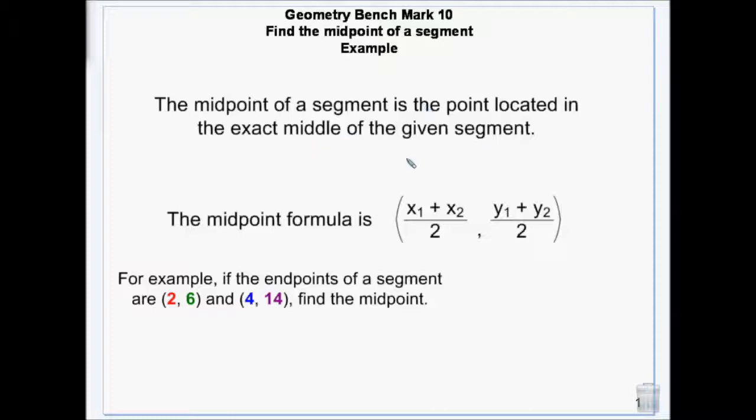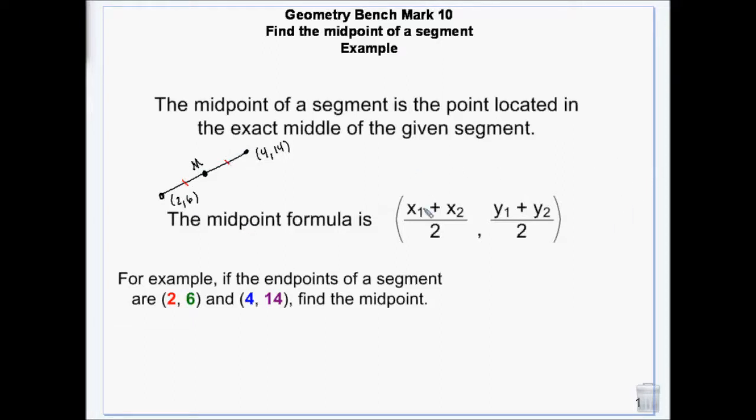The midpoint is the point located exactly in the middle of a segment. So if we have some line segment and one point is at 2, 6 and another point is at 4, 14, we can find this point in the middle, the midpoint, and we can find those coordinates. And this will be the exact middle. So these two line segment parts would be the same length.